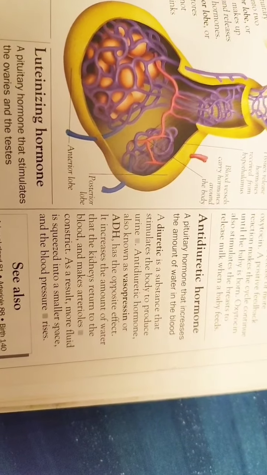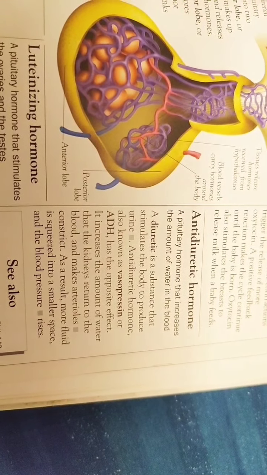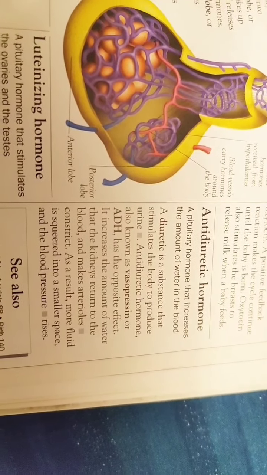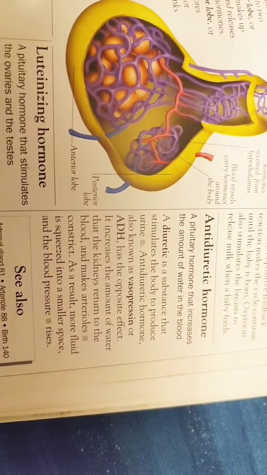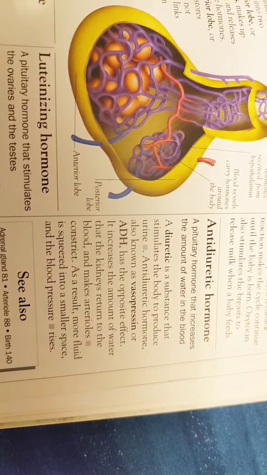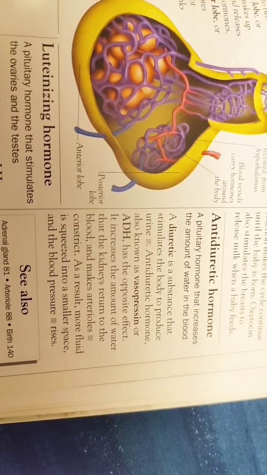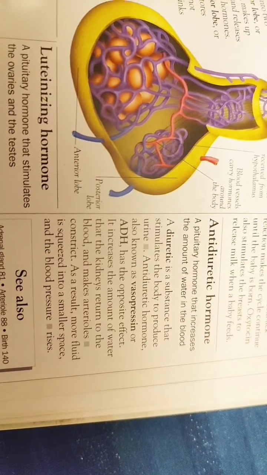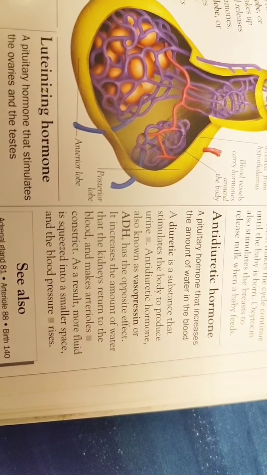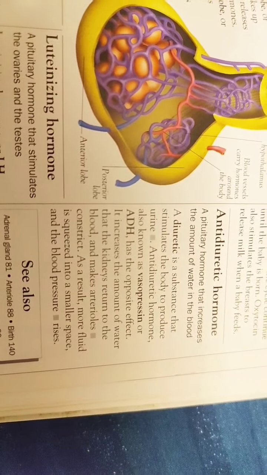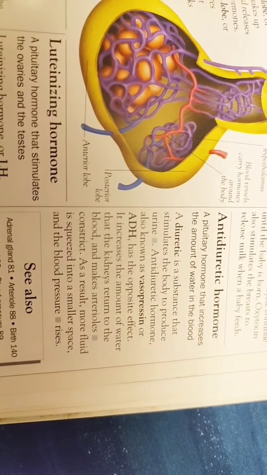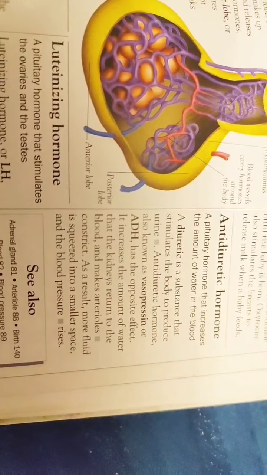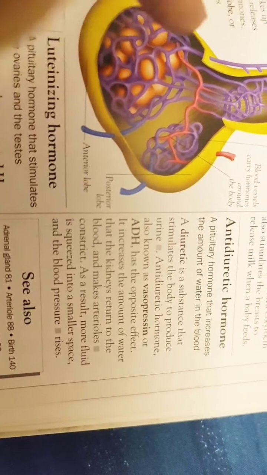Very important hormone is antidiuretic hormone. It is basically the hormone that increases the amount of water in the blood. Diuretic एक substance होता है, it stimulates the body to produce more urine. Antidiuretic hormone is also known as vasopressin or ADH, and it has the opposite effect.